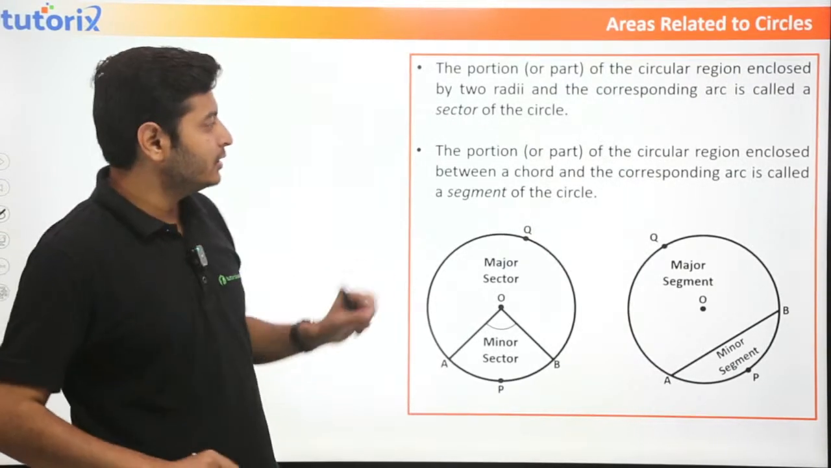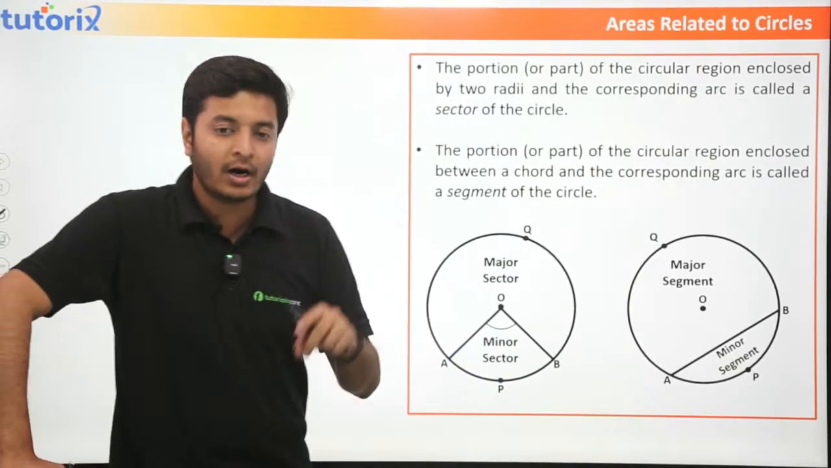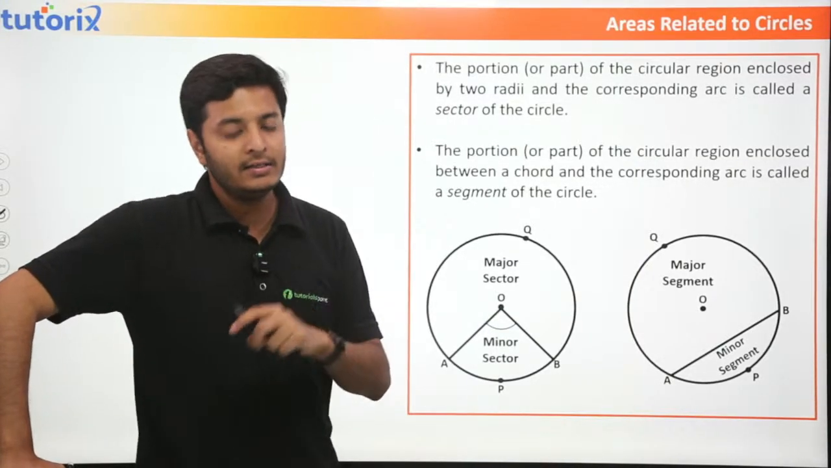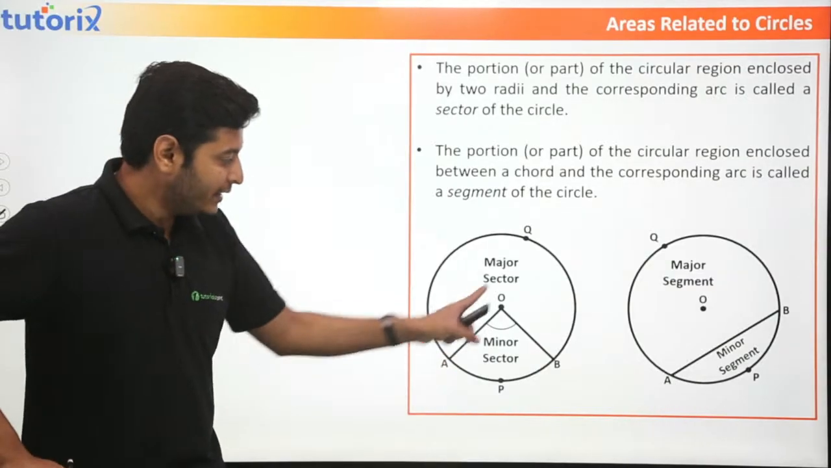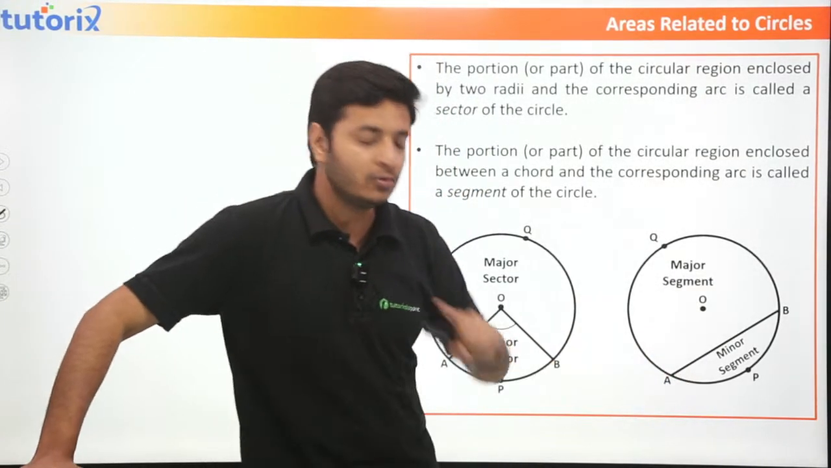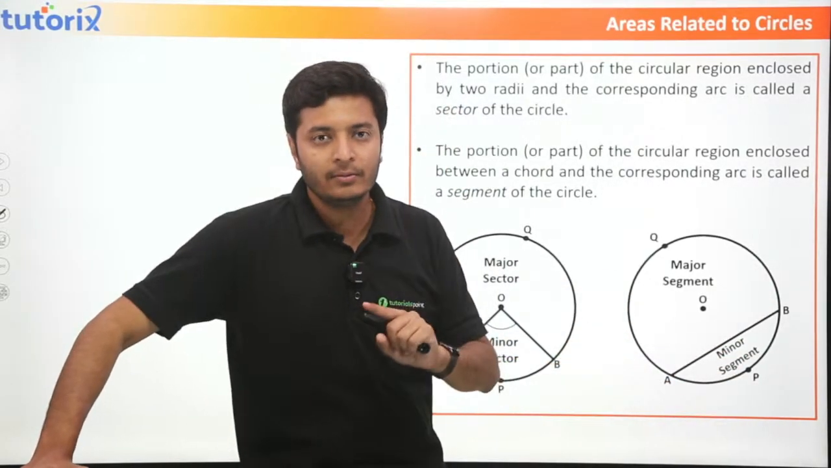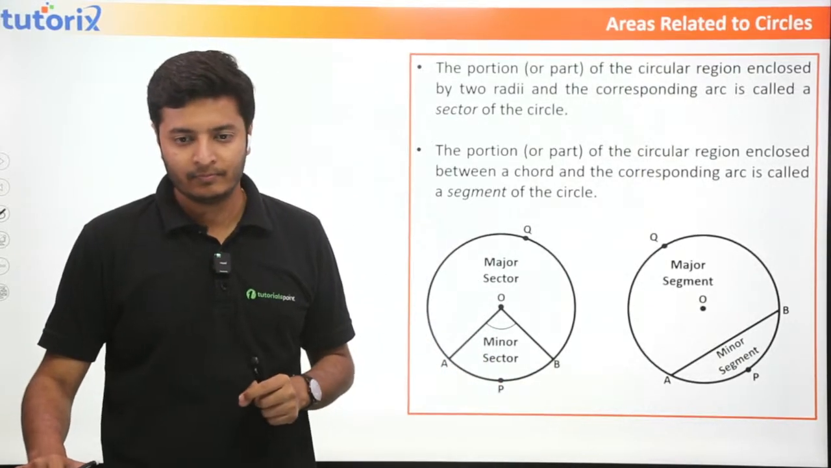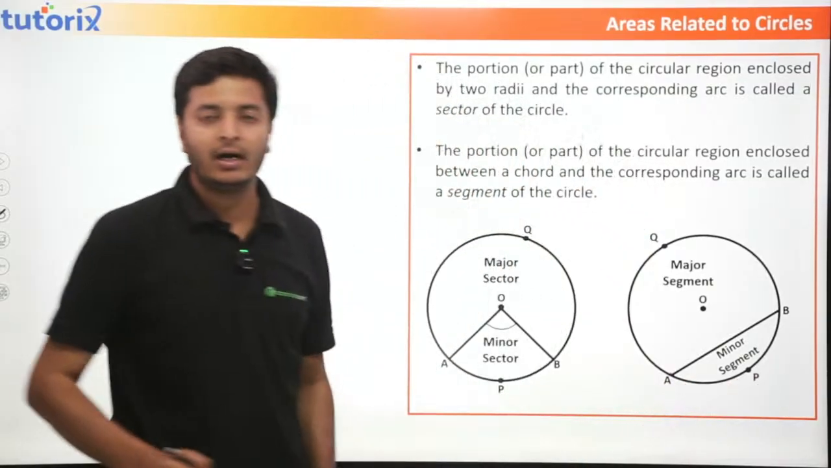One more area is there, and that is about segment. The portion or part of circular region enclosed between a chord and the corresponding arc is known as the segment of that circle. Sector is area enclosed between two radii, but segment is circular area enclosed between a chord and the arc. What is a chord? A line segment joining two points of a circle, correct? So AB is the chord and this APB is the arc.